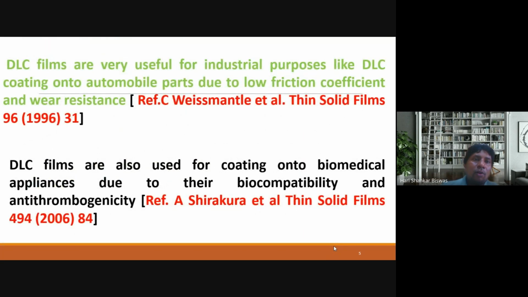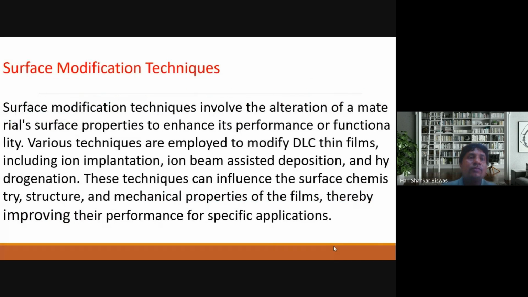Diamond-like carbon is very useful for industrial purposes, like DLC coating onto automobile parts due to the low friction coefficient and oil resistance. DLC films are also used for coating in biomedical appliances due to their biocompatibility and anti-thrombosis. I have applied HDLC for this type of application.